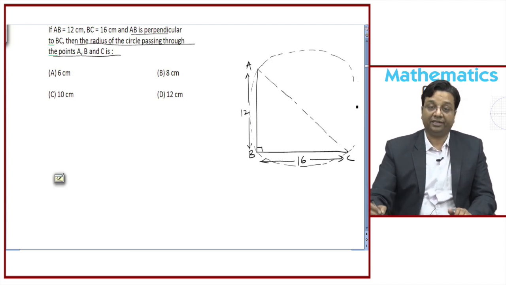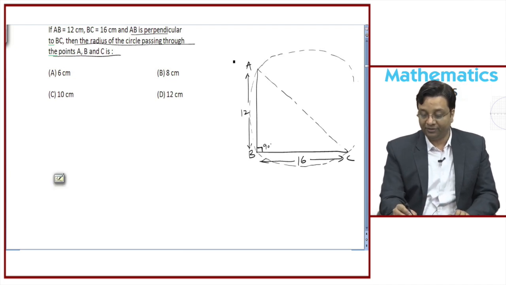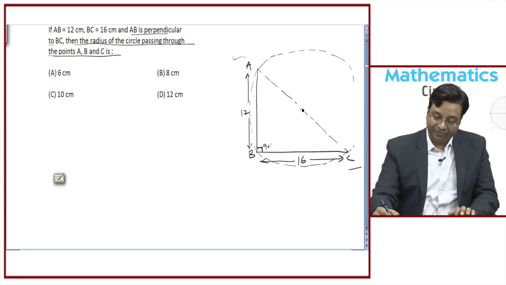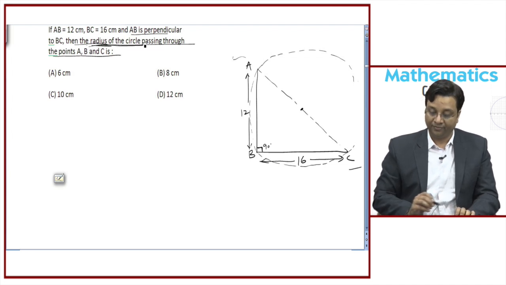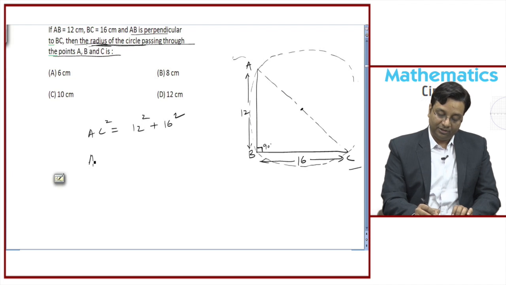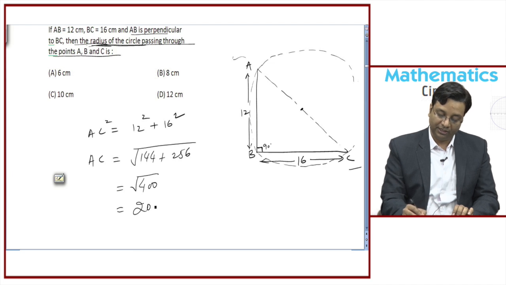A circle will definitely pass through A, B and C, but the idea here is that this angle is 90 degrees and this can be 90 degrees only if AC is the diameter, right? So the idea here is that AC is the diameter and we need to find half of AC, which will be the radius of this circle. So AC you can find by applying Pythagoras theorem. So it is equal to 12 square plus 16 square. So AC is equal to, this will be 144, this will be 256. So it is equal to the square root of 400. So it is equal to 20 centimeter.